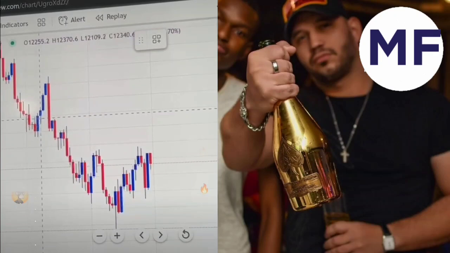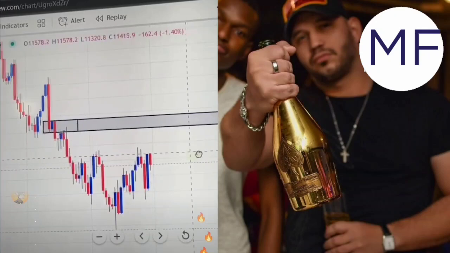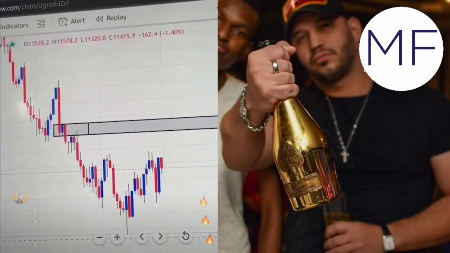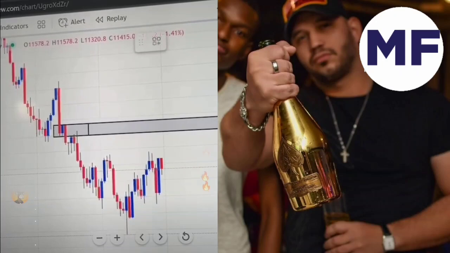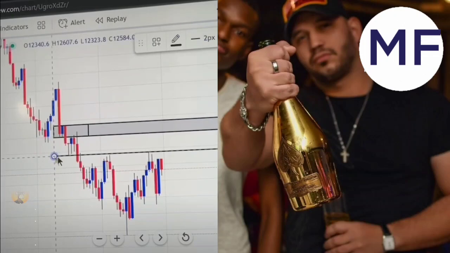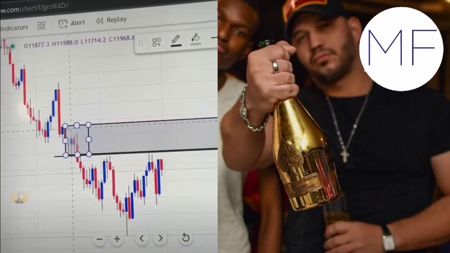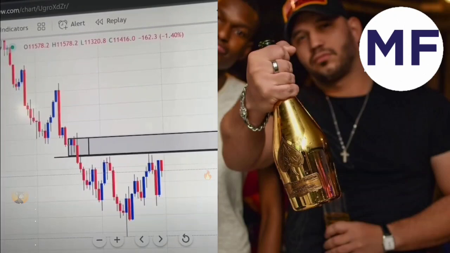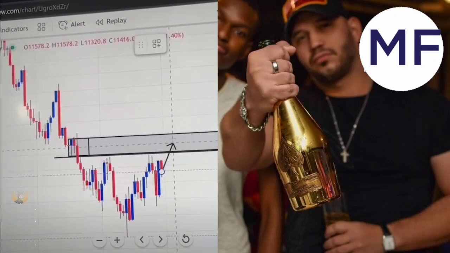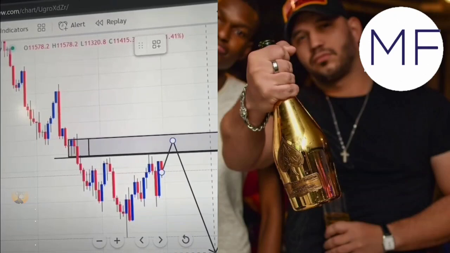We had a break. We had a mitigation. Price comes in, mitigates. But then we have another break, right? Where's the other break? We have another break over there. So now we have another order block. So what am I looking at? I'm looking at price to come into this order block, and for this order block to then take out the next low.